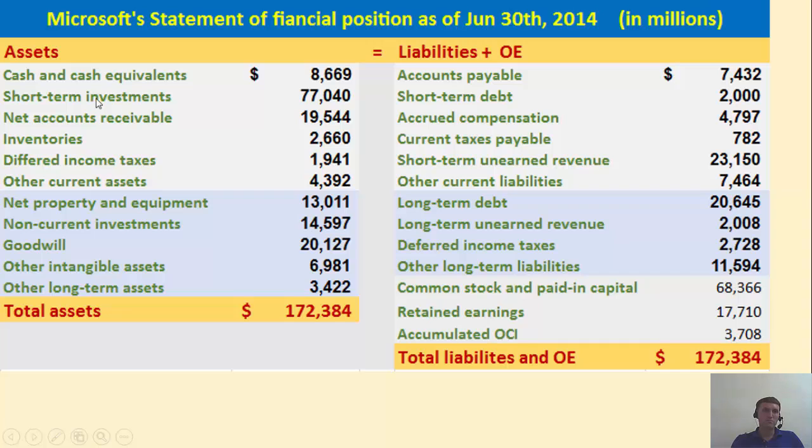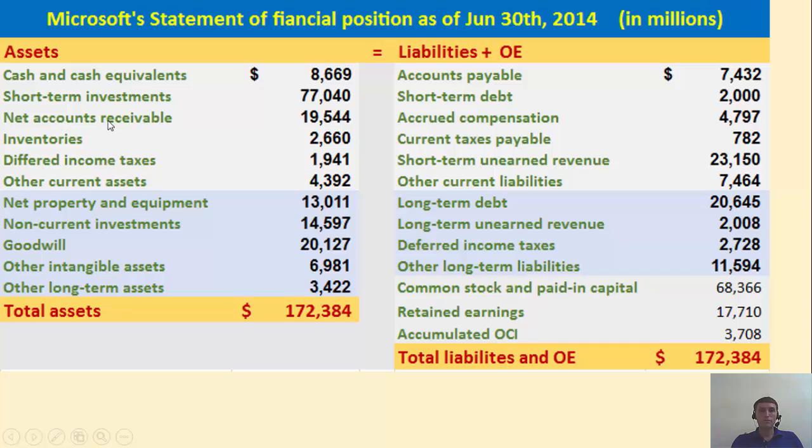Short-term investments, less liquid than cash equivalents, 3 months to 1 year. That's the usual accounting criteria that we use to label something as short-term investment. That's $77 billion. Again, companies don't like to keep a lot of money as cash because cash doesn't work for you. There's no return on it. It just probably depreciates in value because of things like quantitative easing.